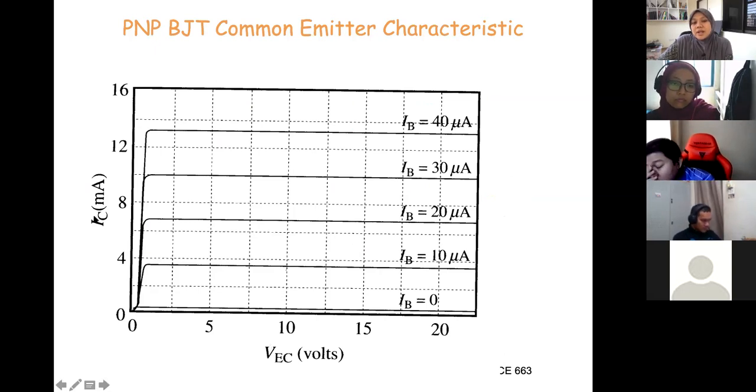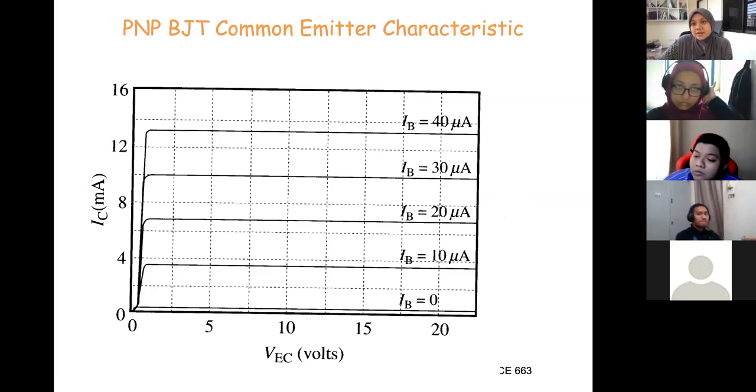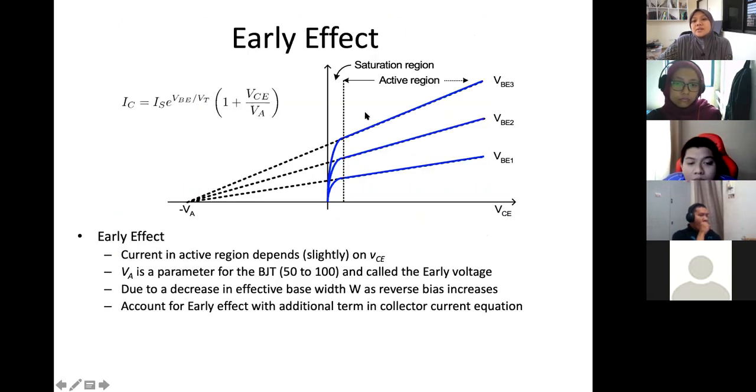We usually plot IC versus VCE. If you go to the lab, you can also plot IC versus VBC, the base to collector junction, the reverse bias. So it shouldn't change with the base to collector junction. It means that however much you emit, that much is the IC. It shouldn't change with the base to collector voltage. But in real life, what you see is this.